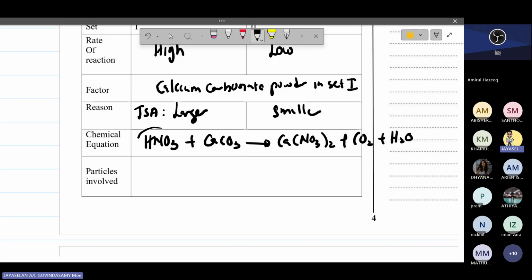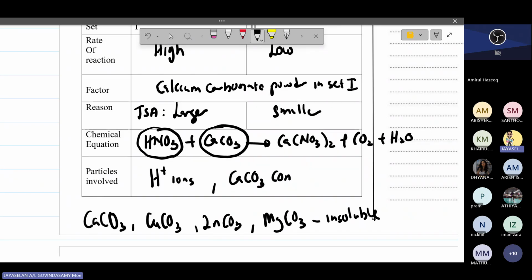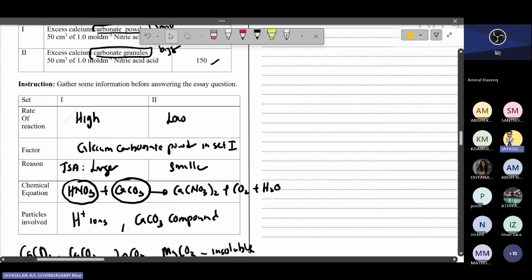The particle involved in the acid, you must take hydrogen ion. And here this is called an insoluble salt. Please remember calcium carbonate, copper(II) carbonate, zinc carbonate, magnesium carbonate are all known as insoluble. They won't form ions. So you must put here CaCO3 compound, calcium carbonate compound. Must memorize, can I?